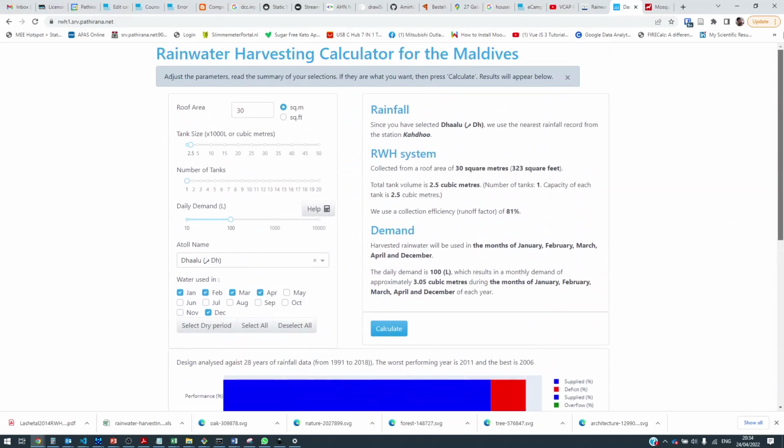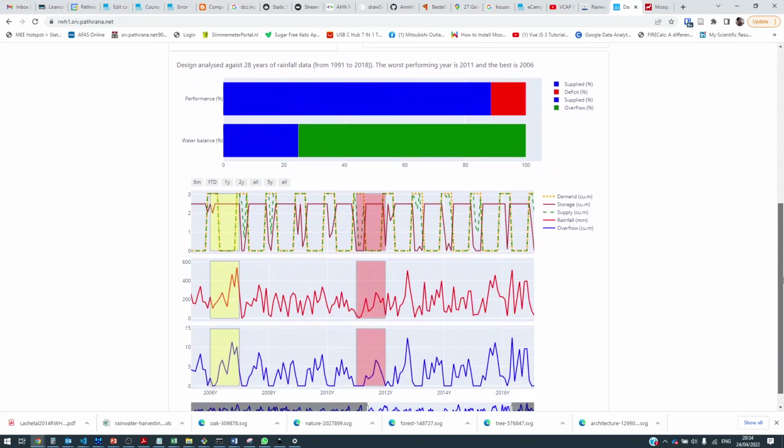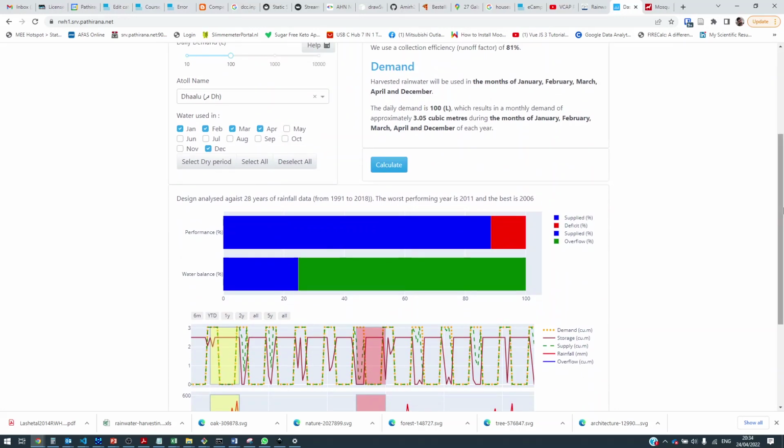So this kind of detailed calculation can be quite helpful in order to understand how your rainwater harvesting system behaves. And you can do similar calculations if you have good climate scenario related rainfall simulations. You can calculate it for future scenarios as well.